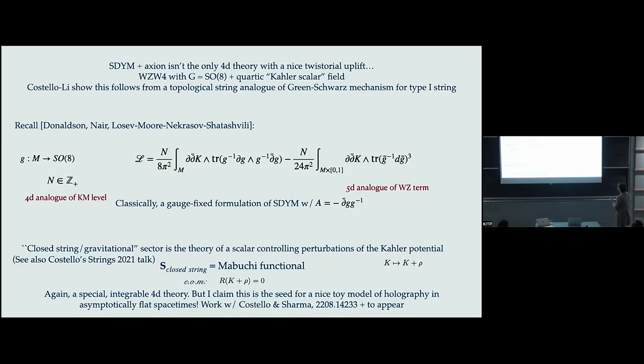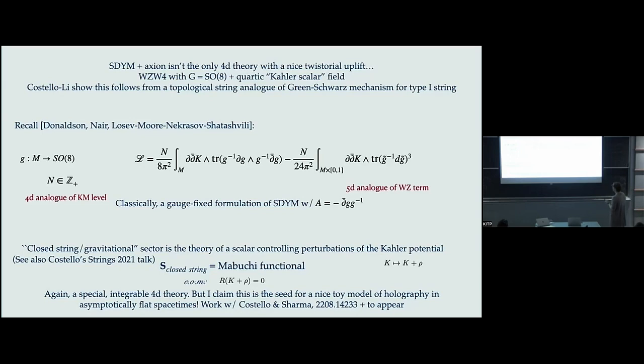So here's the 4-dimensional WZW model. It's been studied by many people before. This is what we land on. The G equals SO(8) in particular comes from string theory and the conditions of anomaly cancellation. Classically, you should think of this theory as a gauge-fixed formulation of self-dual Yang-Mills. So again, it's some very special integrable thing, but quantum mechanically, it's its own theory.